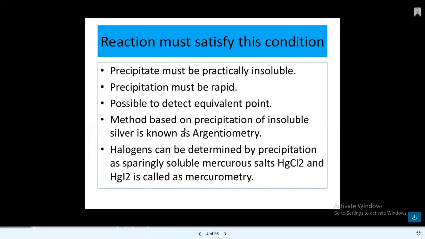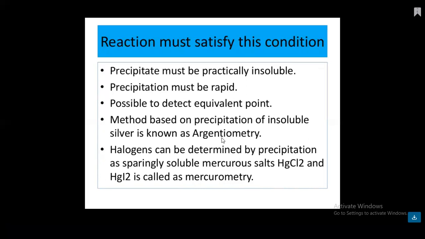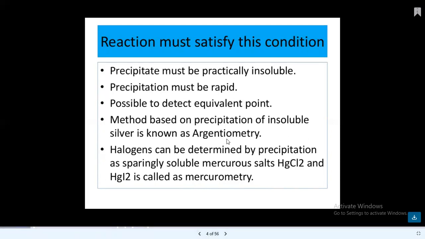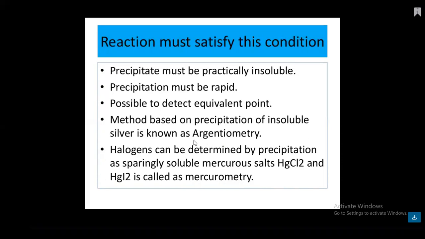The method based on precipitation of insoluble silver salts is known as argentometry. It means that when we use silver as a titrant, that type of titration is called argentometry. Why do we call it argentometry? Because silver in Latin is called argentum, and on the basis of the name of silver, it is called argentometry.